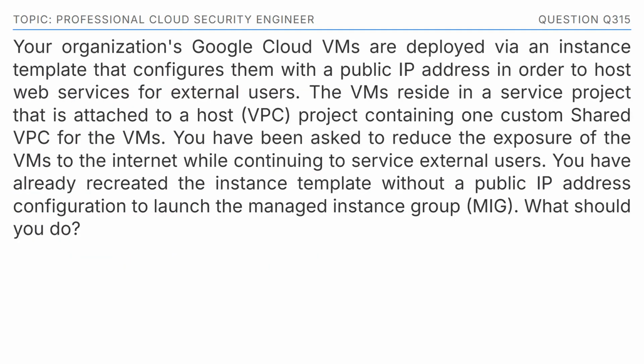Your organization's Google Cloud VMs are deployed via an instance template that configures them with a public IP address in order to host web services for external users. The VMs reside in a service project that is attached to a host VPC project containing one custom shared VPC for the VMs. You have been asked to reduce the exposure of the VMs to the internet while continuing to service external users. You have already recreated the instance template without a public IP address configuration to launch the Managed Instance Group, MIG. What should you do?